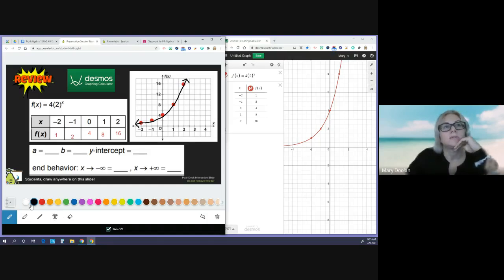The next thing we're going to do is identify a and b. So this right here, f of x equals 4 times 2 to the x power. This is an exponential function because it's in that general form of f of x equals a times b to the x power.